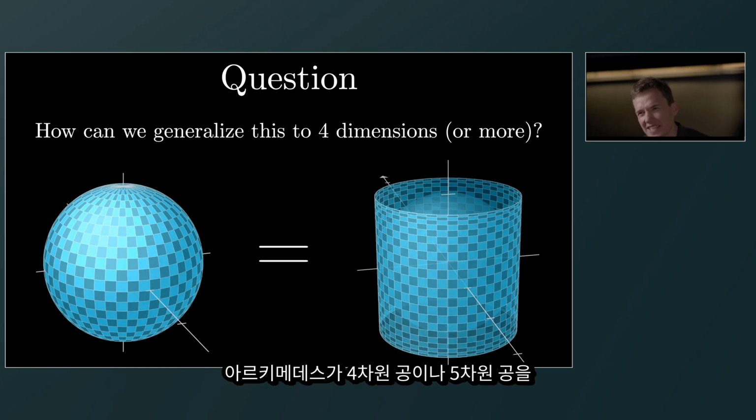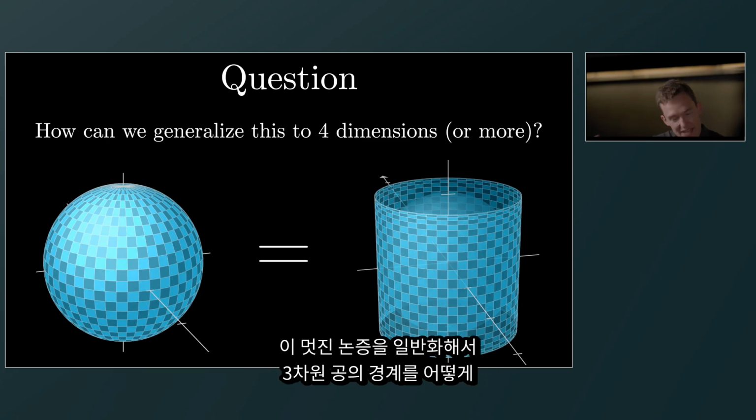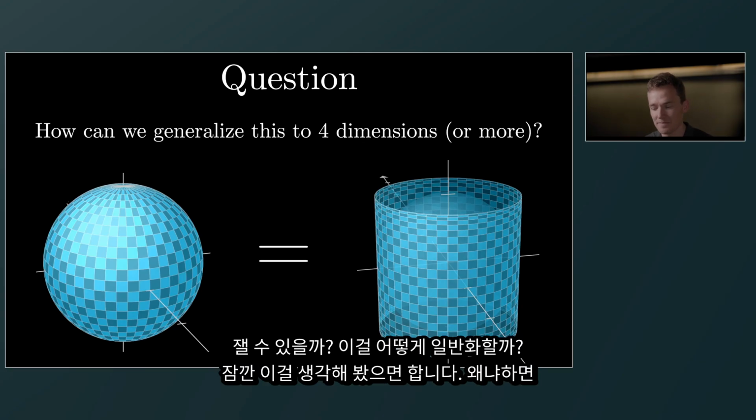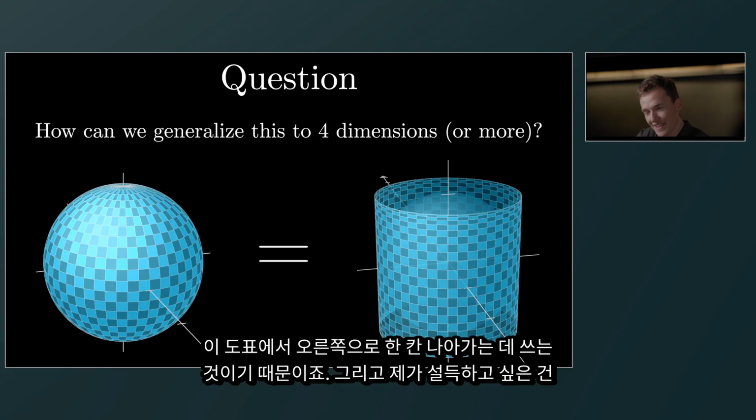I don't know if Archimedes ever took a moment to think about 4-dimensional balls or 5-dimensional balls. But if he ever did, I have to imagine he might have wondered, is there some way I could generalize that really nice argument to talk about the boundary of a 3-dimensional ball and how to measure it? How do I generalize that? And I want you to think about this for a moment, because this is really the crux of everything we're going to talk about today, is taking this clever Archimedean idea, but somehow using it to let us take rightward steps in our diagram.